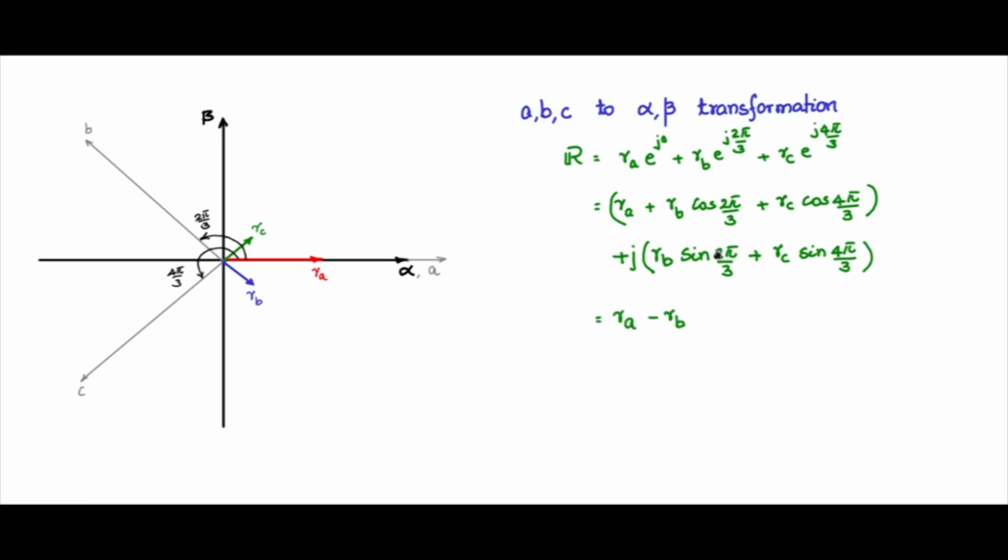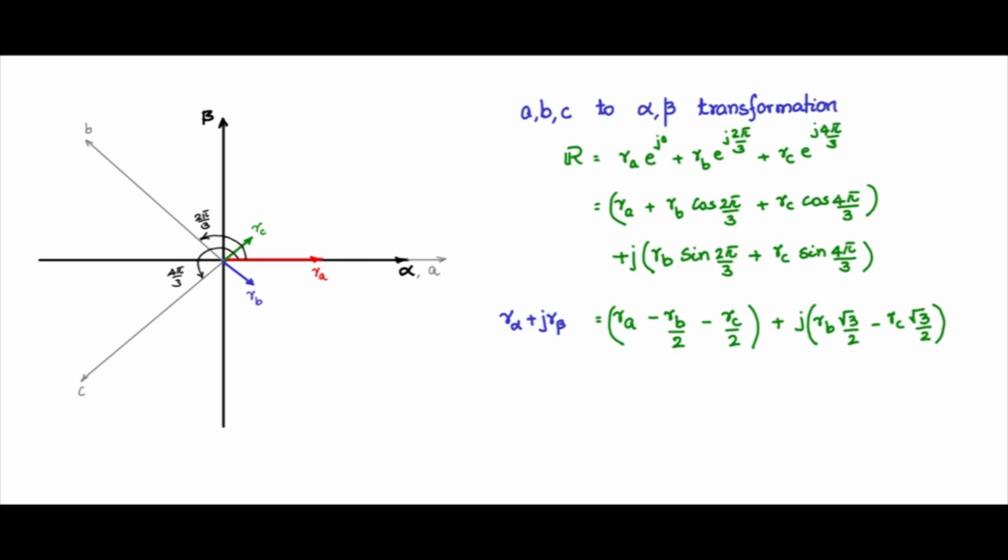RA minus RB by 2 minus RC by 2, because cos 2 pi by 3 is minus half, cos 4 pi by 3 is minus half. So this would be the real part, plus j RB into root 3 by 2, this is sine 2 pi by 3, minus RC root 3 by 2, sine 4 pi by 3 is minus root 3 by 2. So this will be the imaginary part. So this is of the form R alpha plus j R beta. So this will be R alpha, this will be R beta.